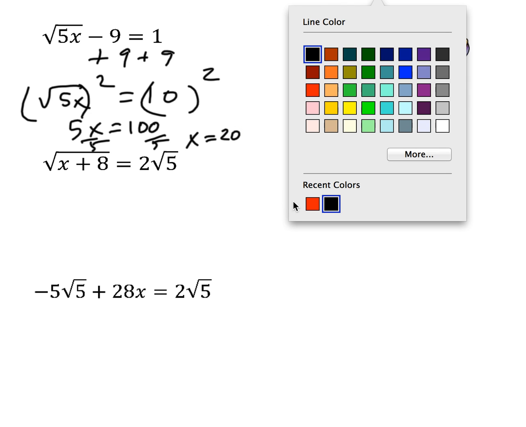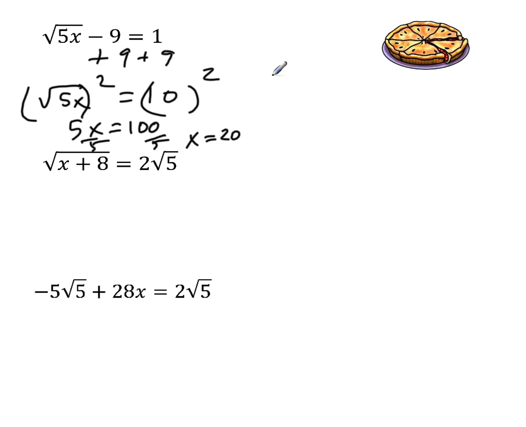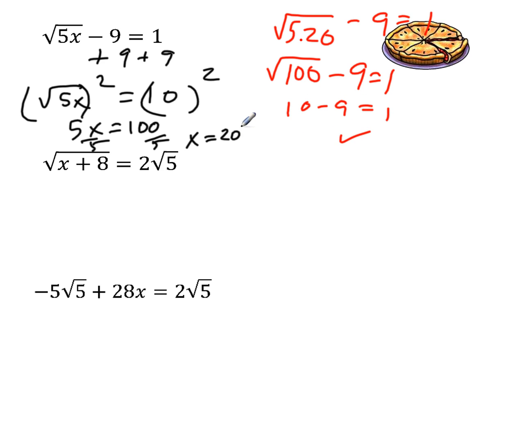Of course, I want to check it just to be sure I didn't miss something. Square root of 5 times 20 minus 9 equals 1. 5 times 20 is 100. Square root of 100 minus 9 equals 1. 10 minus 9 equals 1, indeed. So this answer is correct.